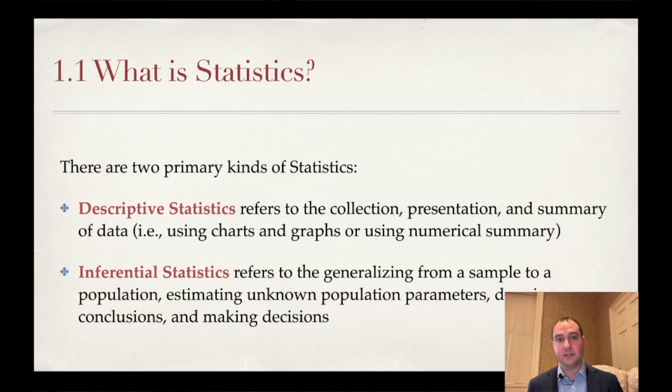Inferential statistics, the other type of statistics, refers to generalizing from a sample to a population, estimating unknown population parameters, drawing conclusions, and making decisions. What does this mean? It means if we have uncertainty, we can infer using statistics to predict what our data might look like.